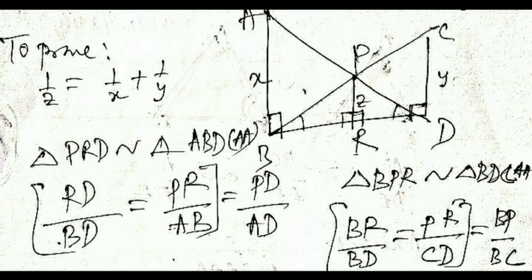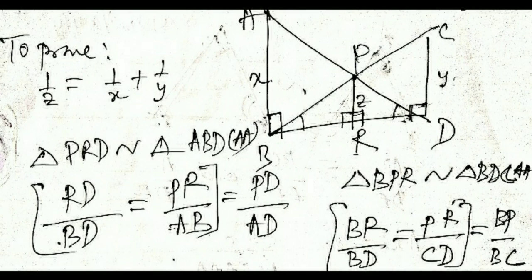So, for that, triangle PRD is similar to triangle ABD. First, I have taken triangle DAB and triangle DPR. So, PR is parallel to AB because both are perpendicular. Therefore angle PRD is equal to angle ABD and angle DPR is equal to angle DAB. Therefore, you can say the triangles are similar by AA. Hence, RD by BD is equal to PR by AB is equal to PD by AD. Clear? So, if you take the first two, RD by BD is equal to PR by AB.